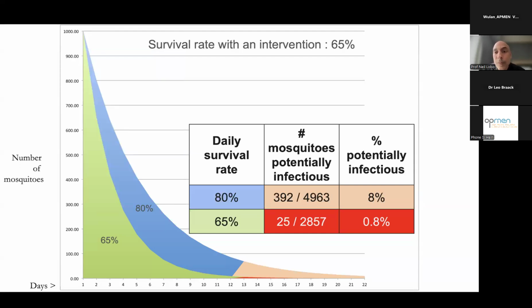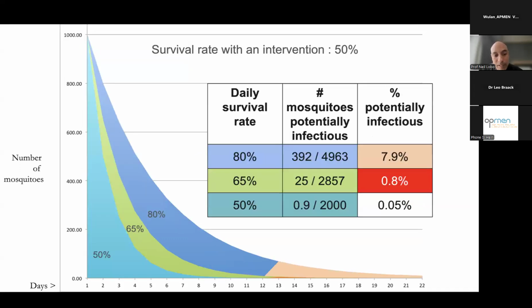Now, what happens if we have an intervention that has a huge impact on mosquito survival? And that would be this light blue over here. Let's say it's 50%. Now, all of a sudden, you have almost no infectious mosquitoes because none of them survive that long. And now with the 50% survival rate, you have 0.9 mosquitoes out of a total of 2,000. Not only have you reduced the overall mosquito population, but only 0.9 of them, not even a whole mosquito, is potentially infectious. And that's 0.05.